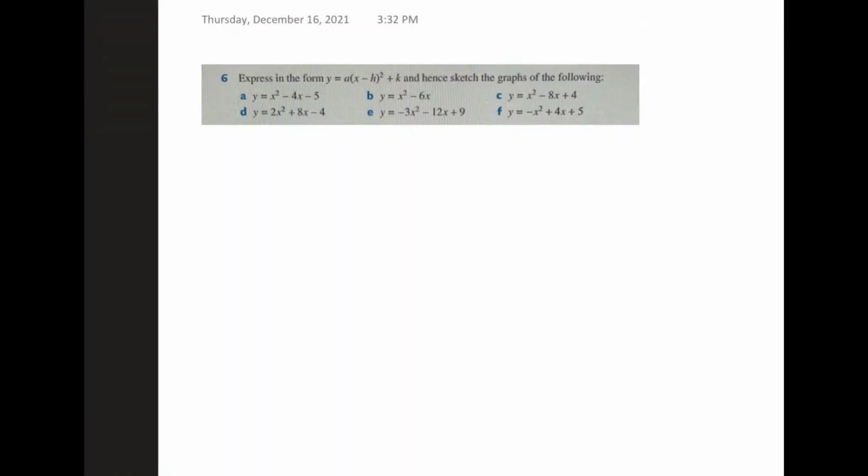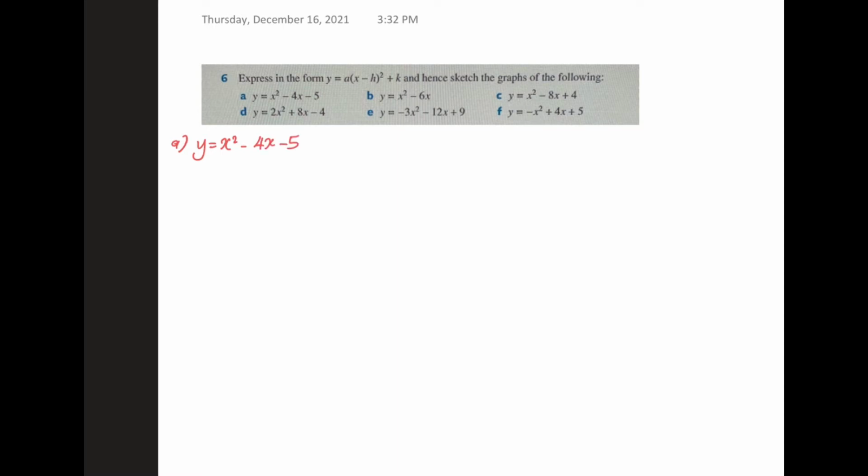Okay, so this question 6 is about expressing in the form y equals a(x minus h) squared plus k, and hence sketching the graph of the following. So we need to do completing the square. We need to do completing the square before we do the graph sketching. So let's take a look at how we do it. So A. Of course, completing the square is necessary here because at the end, you will get the stationary point.